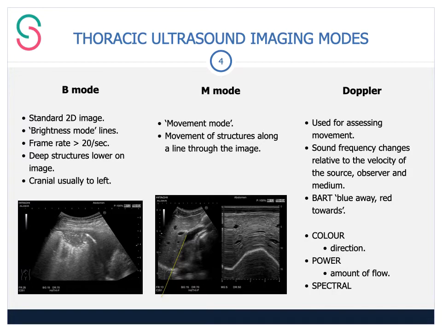M mode or movement mode is a method by which you can define movement of structures along a certain line, and this line can be maneuvered so that it passes through a structure of interest. We'll see that this is quite useful for assessing for pneumothorax, for example, and also looking at diaphragm movement. Doppler is an imaging mode used for assessing movement, and there's a simple mnemonic that tells you which way the movement is occurring relative to the probe: blue away and red towards. For the purposes of lung ultrasound, thoracic ultrasound, we typically use color Doppler.